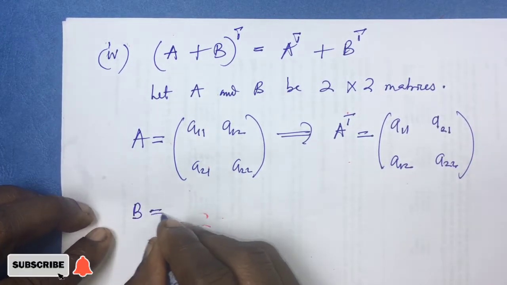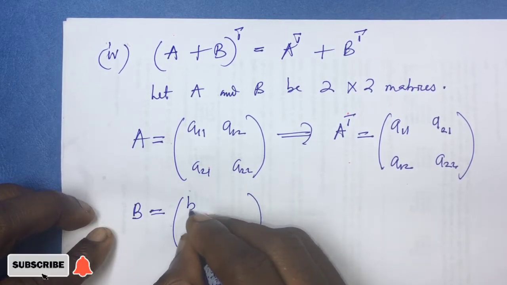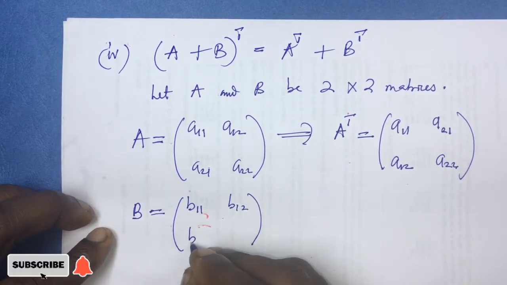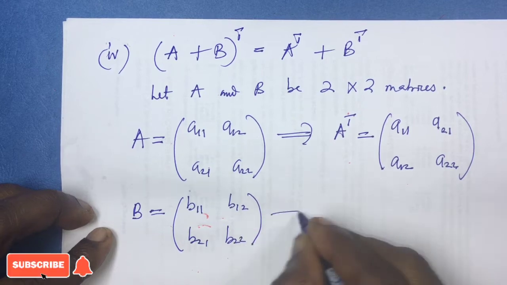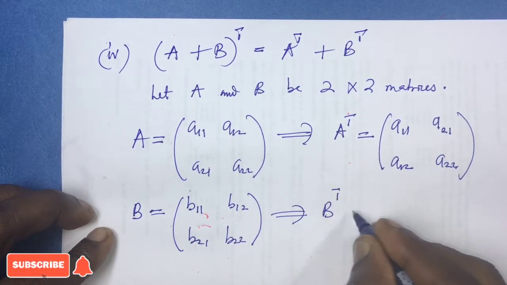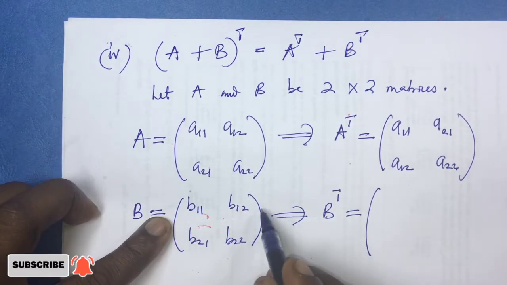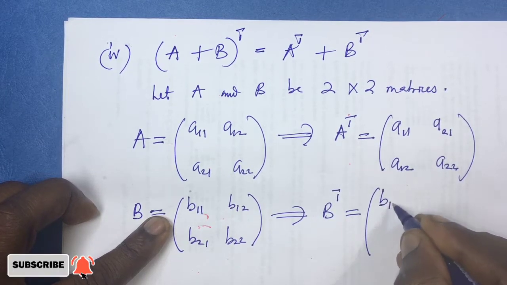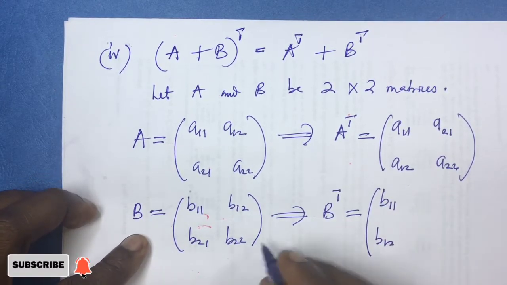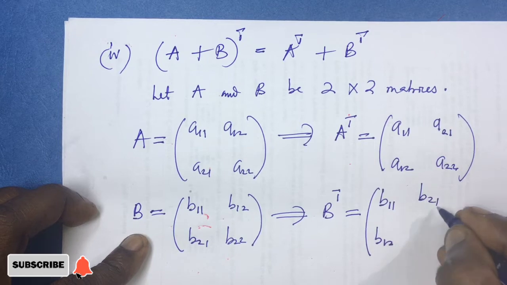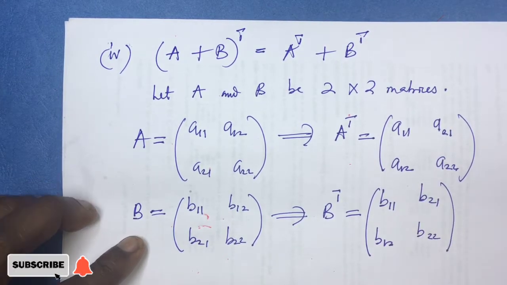B transpose, let's start with B. B will be B11, B12, B21, B22. So what is B transpose? B transpose will be equal to making row 1 a column. That will be B11, B12. Making row 2 a column 2, B21, B22. Okay?